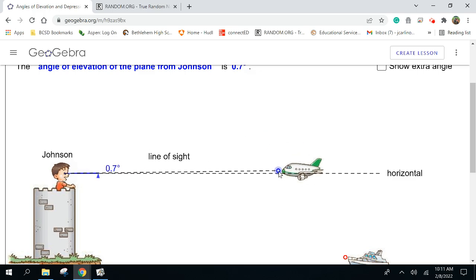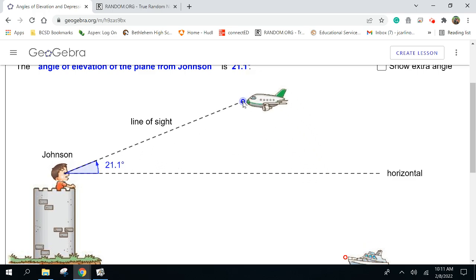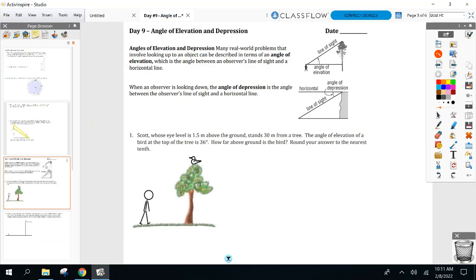So again, it started looking straight ahead, and then once he saw the plane, that angle of elevation changed. So angle of elevation is when you're looking straight ahead, then see something up in the air, on top of a building, in a tree, you make a new angle. That's called angle of elevation, when your eyes go up.